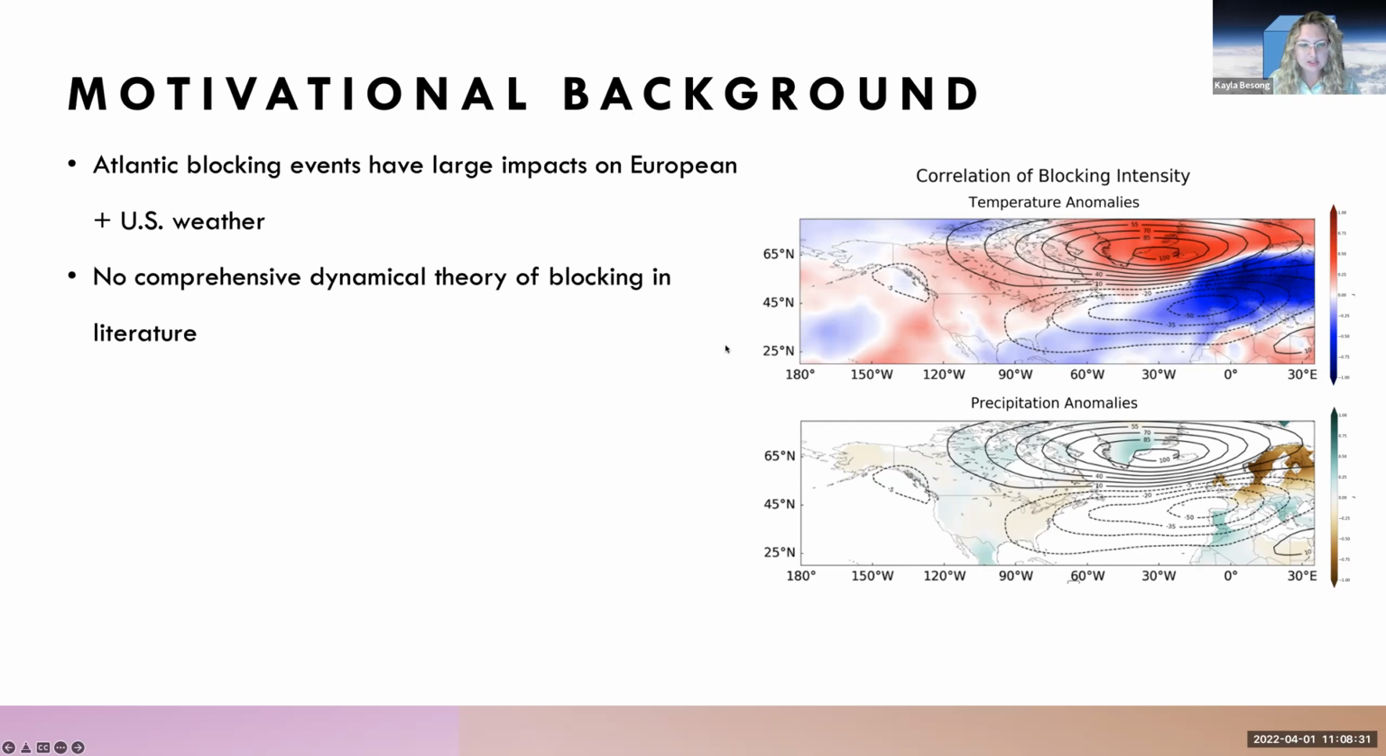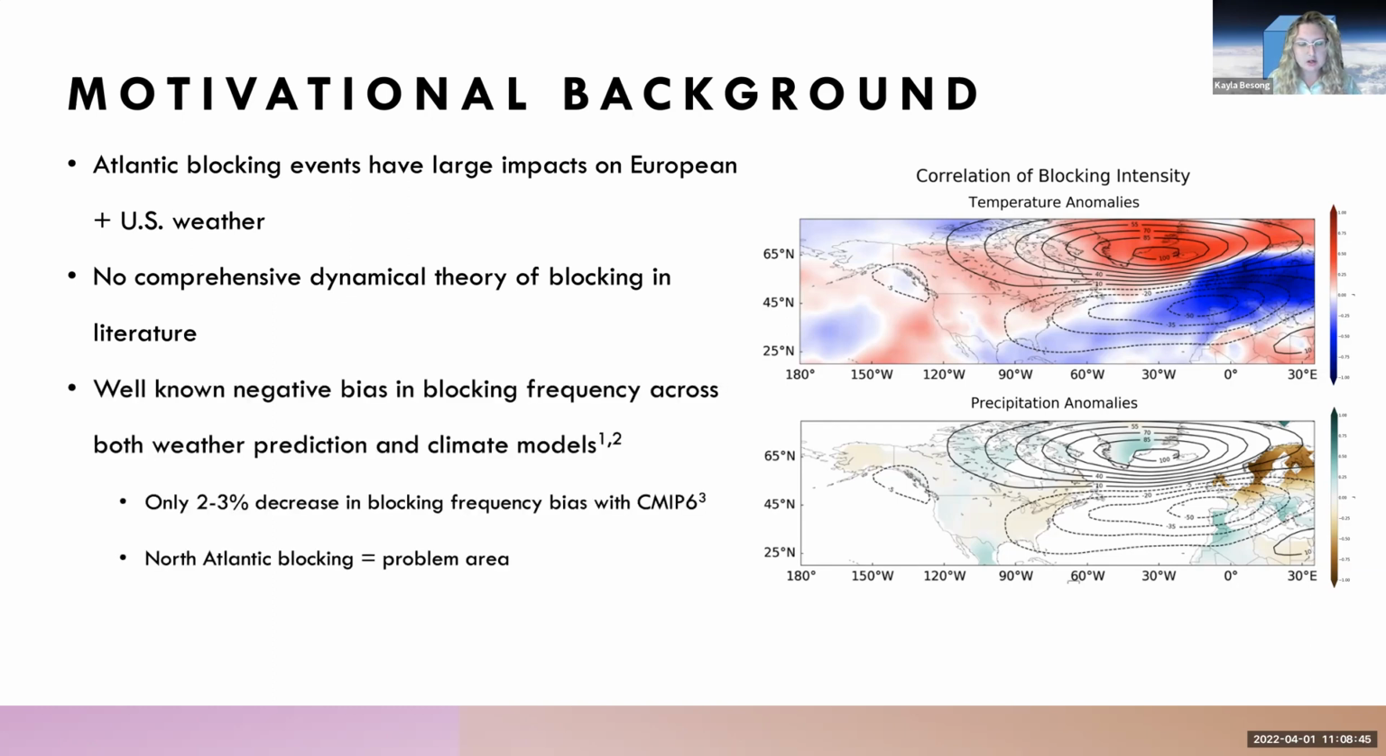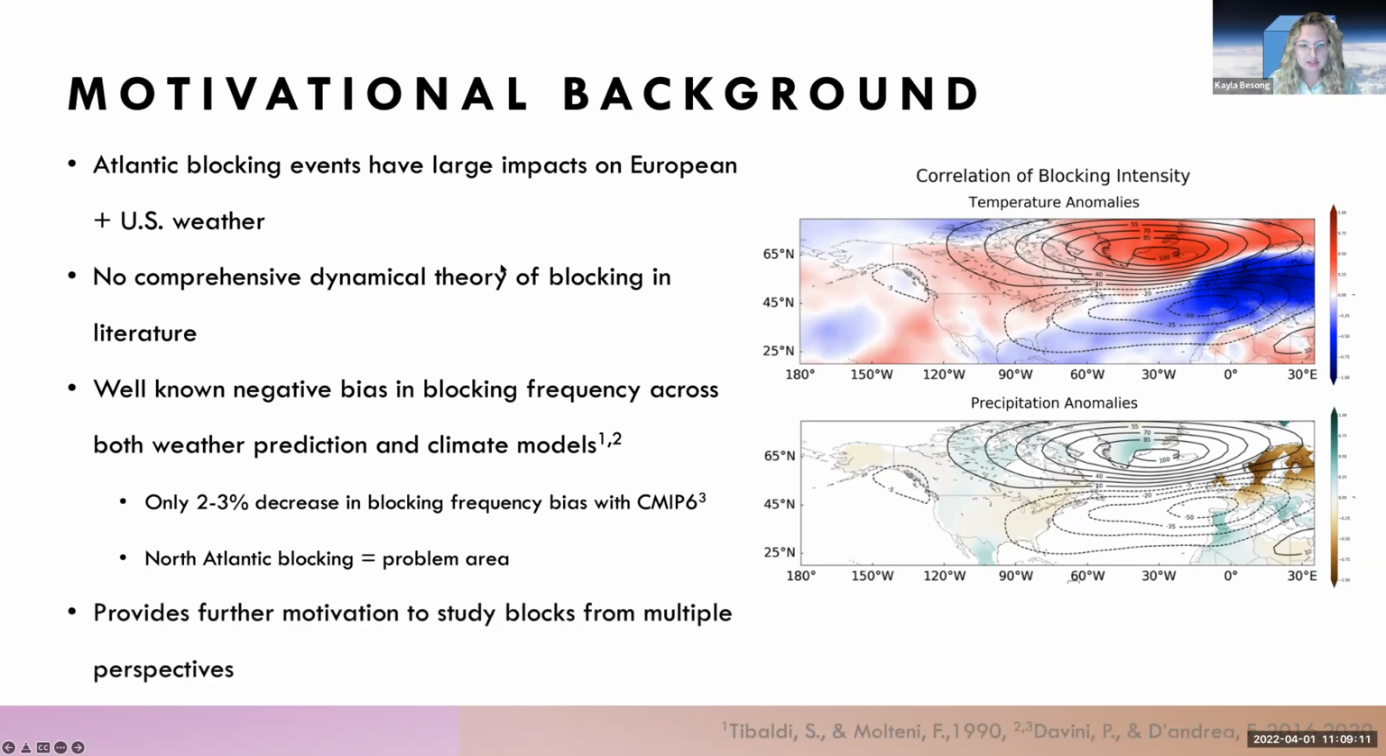Further, we don't really have a comprehensive dynamical theory of blocking in the literature. It's not that we don't have one, it's just that we have many, and not one that fully captures the blocking life cycle from start to finish. This is also reflected in our ability to predict blocking, which we're pretty bad at. There's a strong negative bias in blocking frequency across both weather prediction and climate models. And while we're doing slightly better with later generations, it's a pretty small magnitude of an increase, right? And particularly this problem area is in the North Atlantic. So everything from impacts to theory to predictability, we have quite a bit of motivation to really study blocking, especially from new or multiple perspectives.